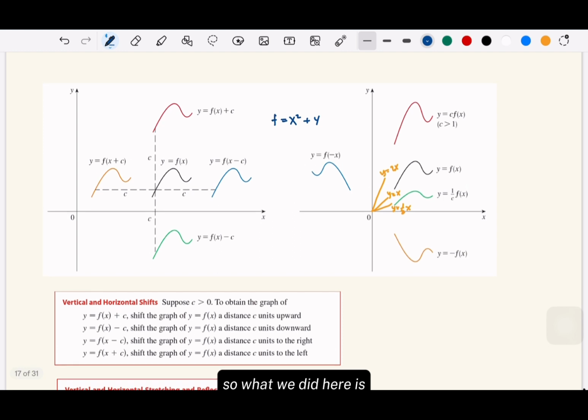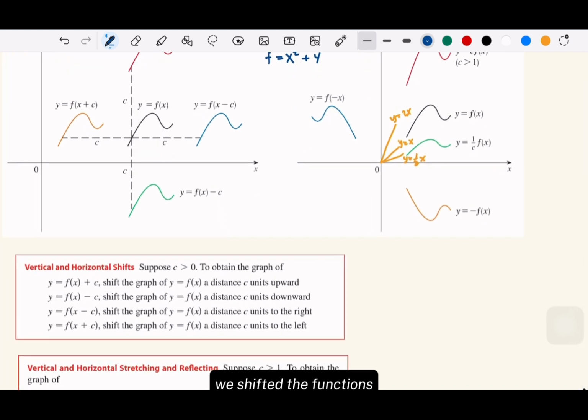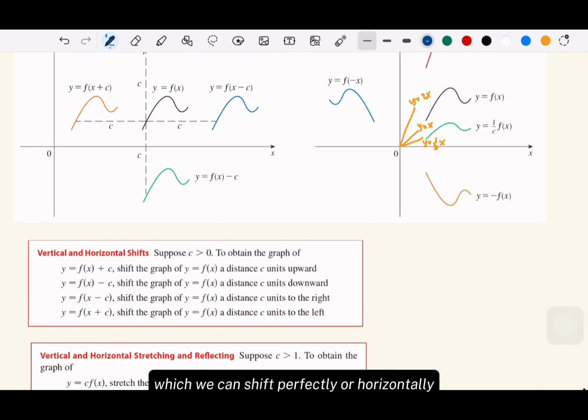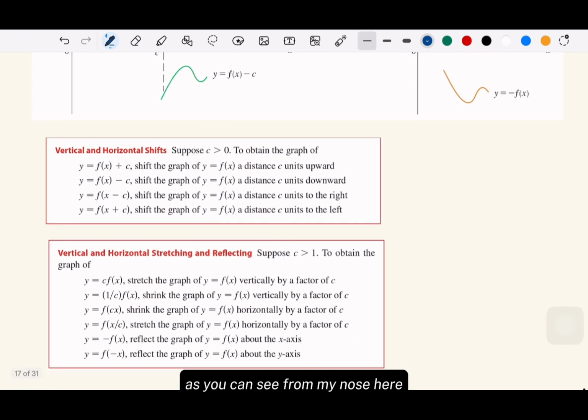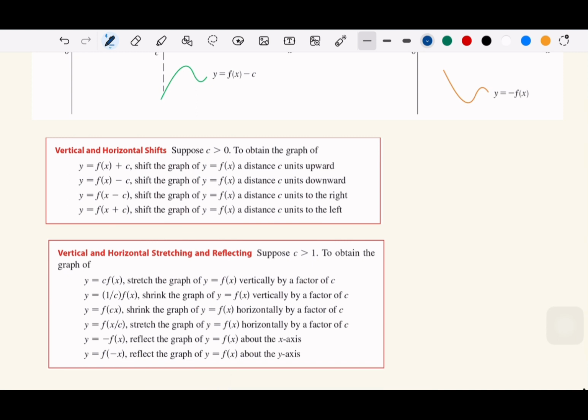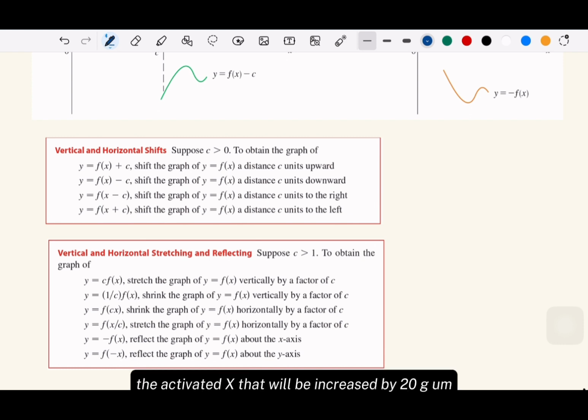So what we did here is just simple transformations of the function. We shifted the functions, which we can shift vertically or horizontally, as you can see from my notes here, and we can stretch the curve as we multiply or divide with some constant. Or even we multiply with the negative or exchange the x with negative x, that will be reflecting the graph.